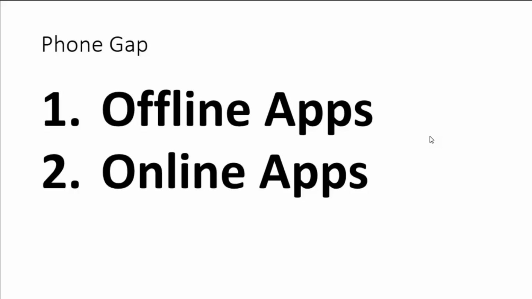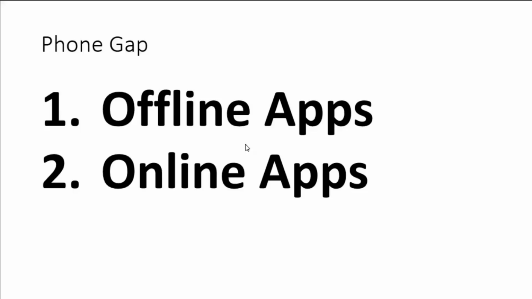Now, we have two major types of PhoneGap application. We have the offline application, and we have the online application. Why do we need the online application? Why do we need the offline application? Now we're going to be focusing more on the offline application. Now, an offline application is one that does not need online access.